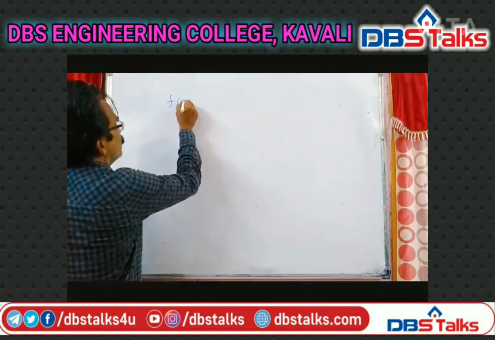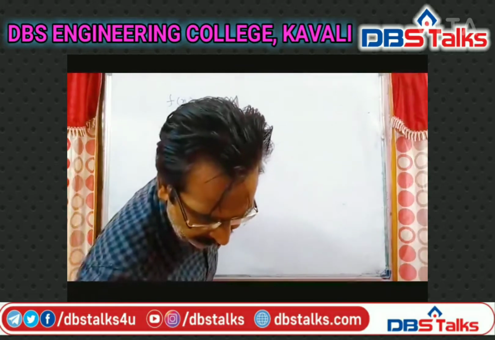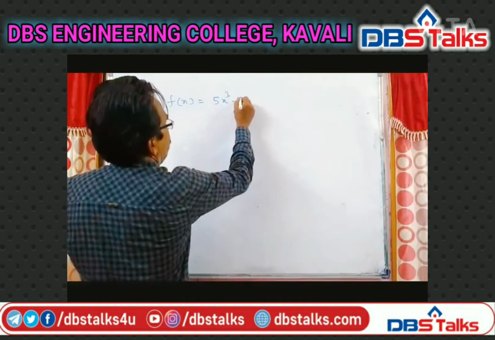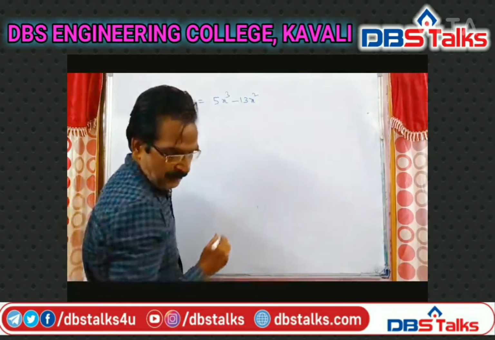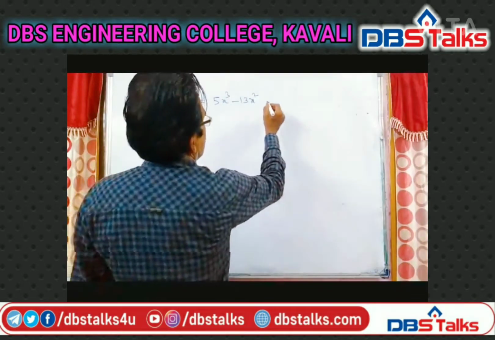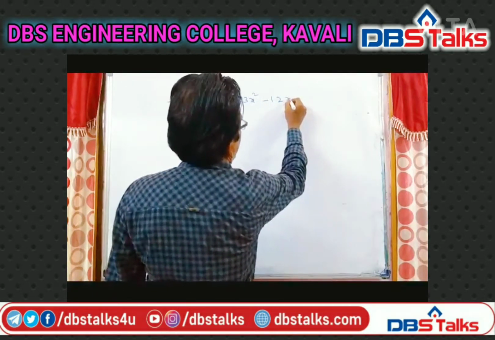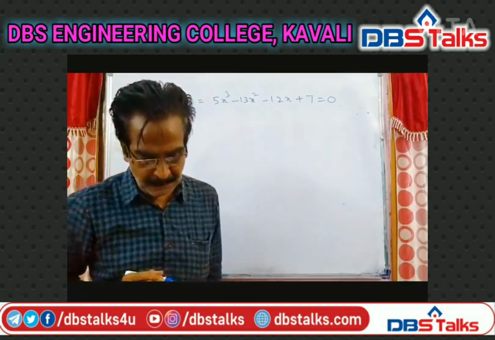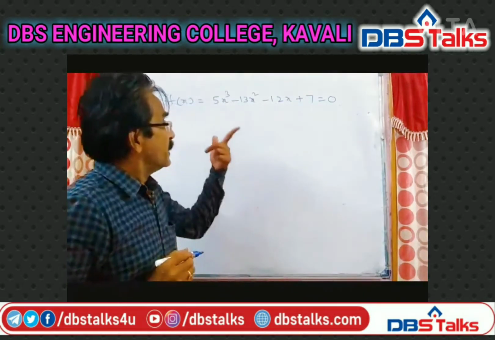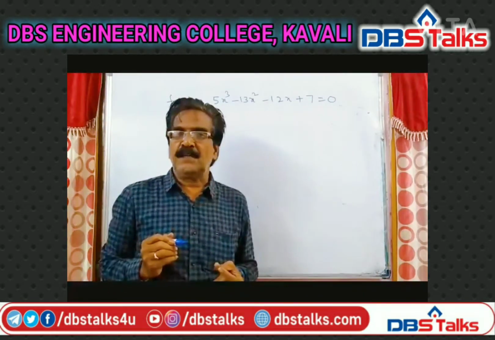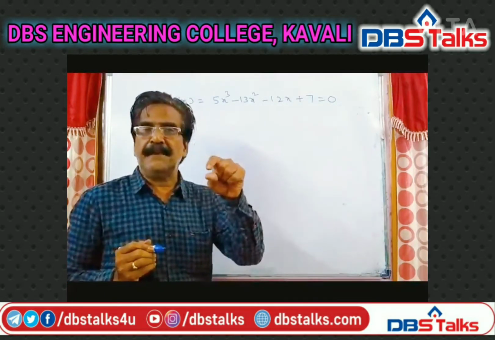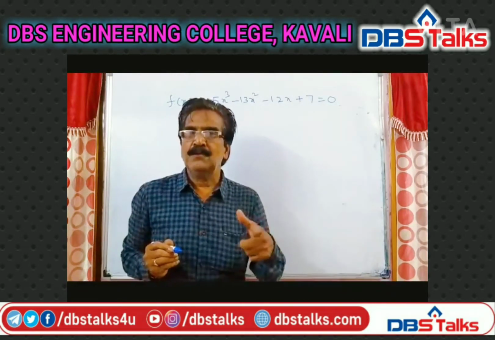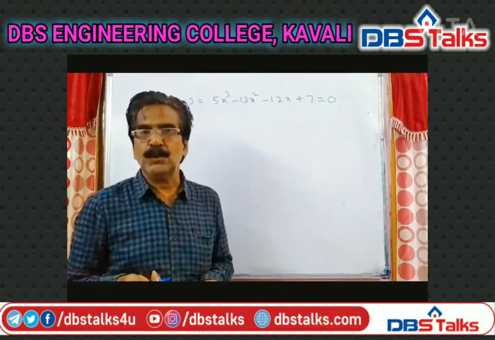f(x) is equal to 5x cube minus 12x square... 5x cube minus 13x square minus 12x plus 7 is equal to 0. f(x) is equal to this polynomial. Then what is the polynomial whose roots are diminished by 2? What is the polynomial whose roots are diminished by 2?